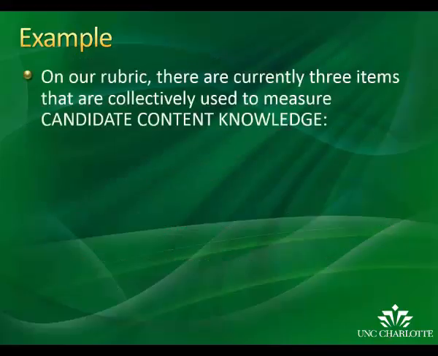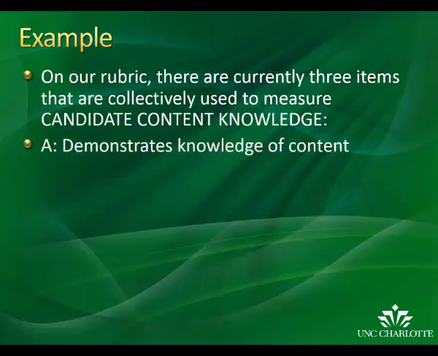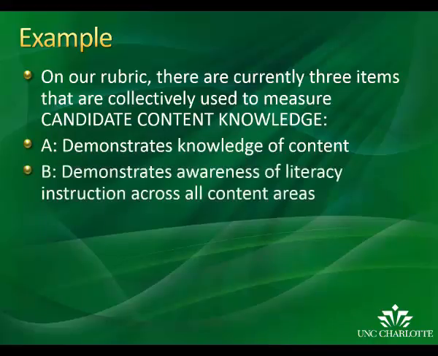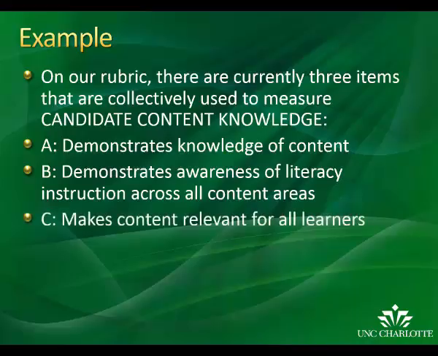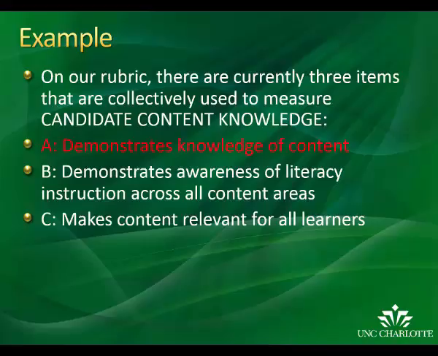On our rubric, there are currently three items that are collectively used to measure candidate content knowledge. A. Demonstrates knowledge of content. B. Demonstrates awareness of literacy instruction across all content areas. And C. Makes content relevant for all learners. In considering this example, most reviewers would initially probably agree that A, demonstrates knowledge of content, is important in considering the overall construct of candidate content knowledge. But what about B? Demonstrating awareness of literacy instruction. While definitely something that all educators should be knowledgeable about, does demonstrating awareness of literacy instruction measure candidate content knowledge as it is defined here?